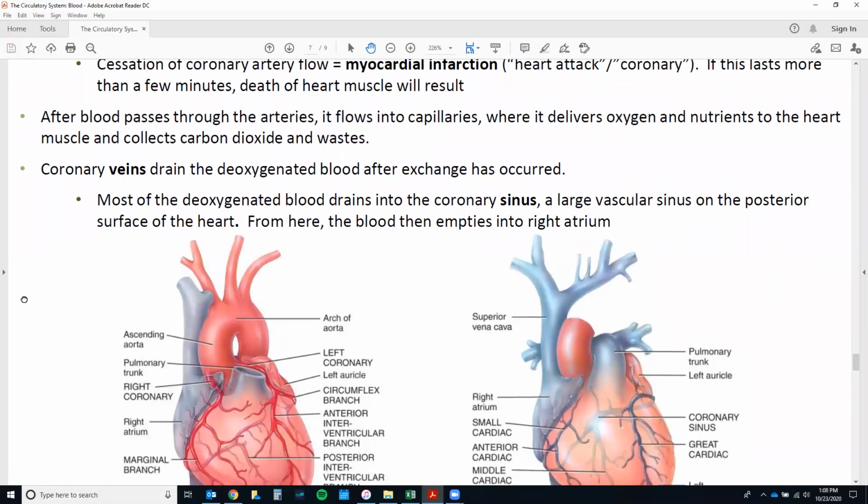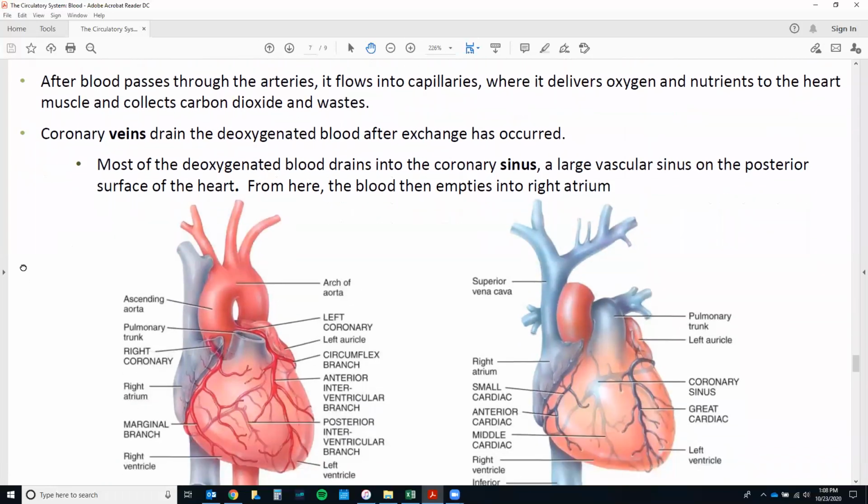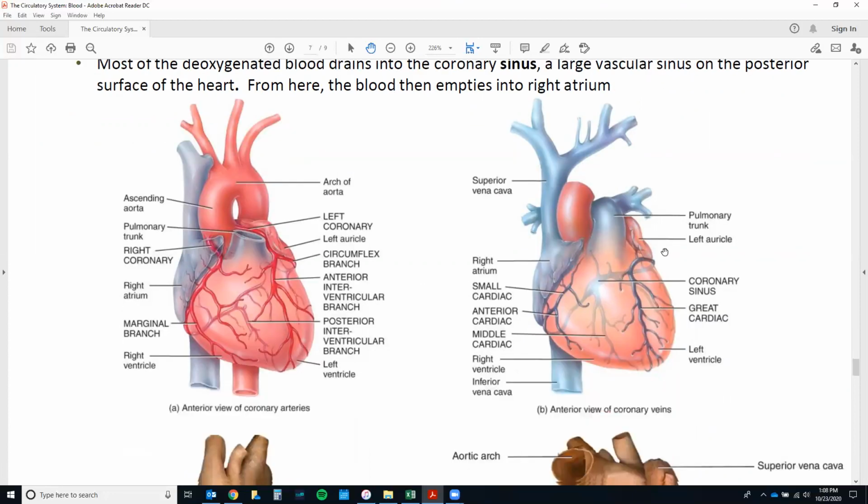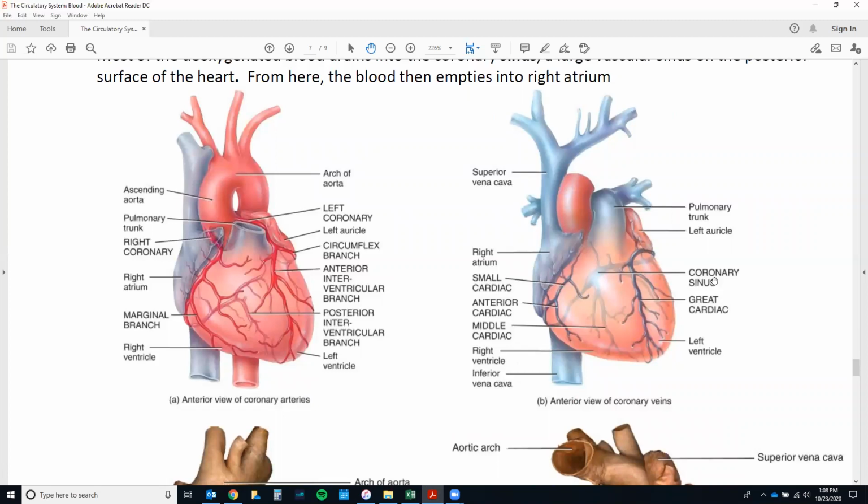After passing through our arteries, that blood is now going to flow into capillaries, where the actual exchange of nutrients and waste is going to take place, just like capillaries anywhere else in our body, which we'll talk more about in our next lecture. And then from the capillaries, blood is going to collect in our coronary veins, which drain that deoxygenated blood after the exchange occurred, most of which ends up dumping into the coronary sinus, which is actually on the back side of the heart. So that's why it's hard to show in this picture.